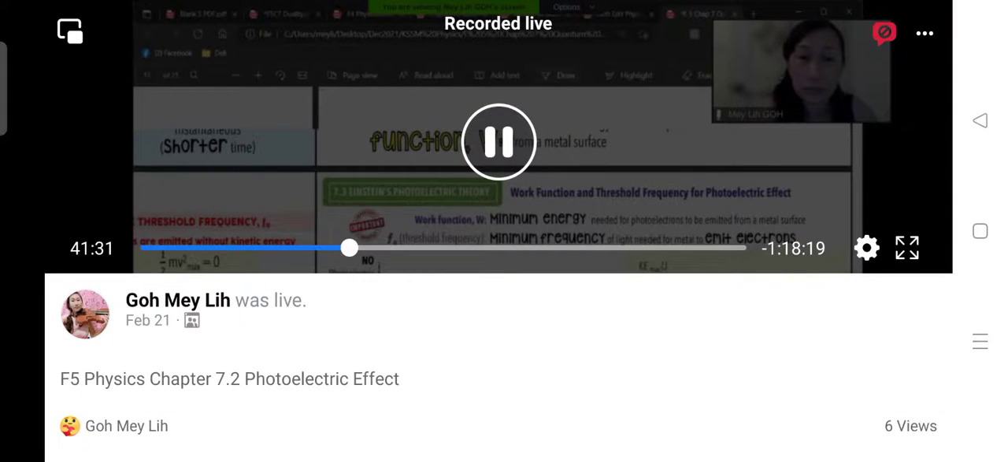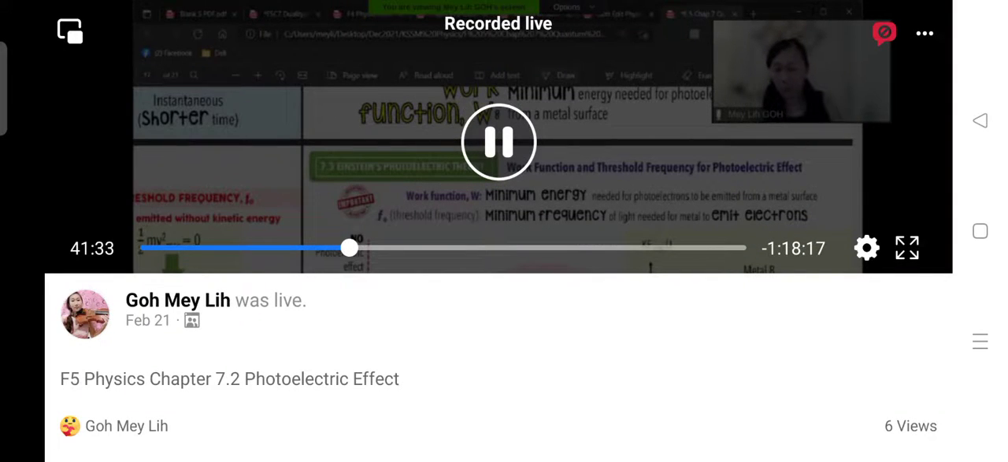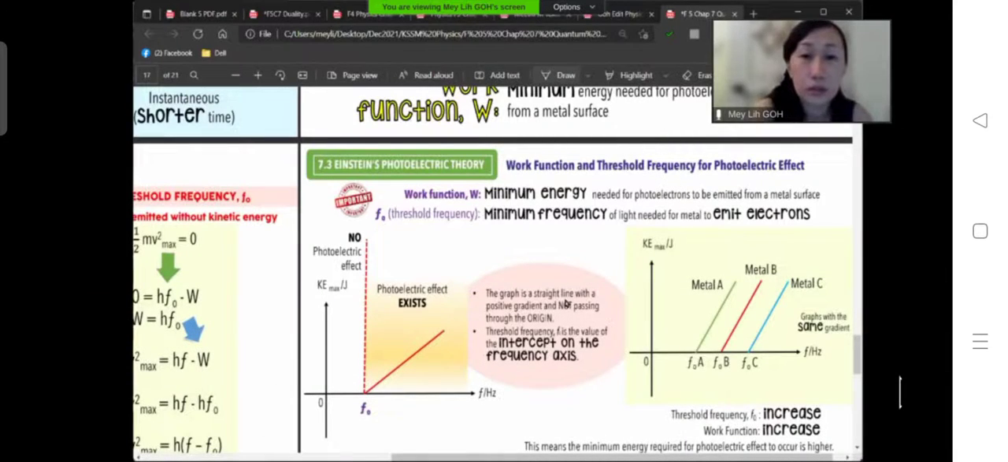This one, which page is it? Sri Sarjana notes, page 40. Actually, Sri Sarjana notes follow your KPM textbook.